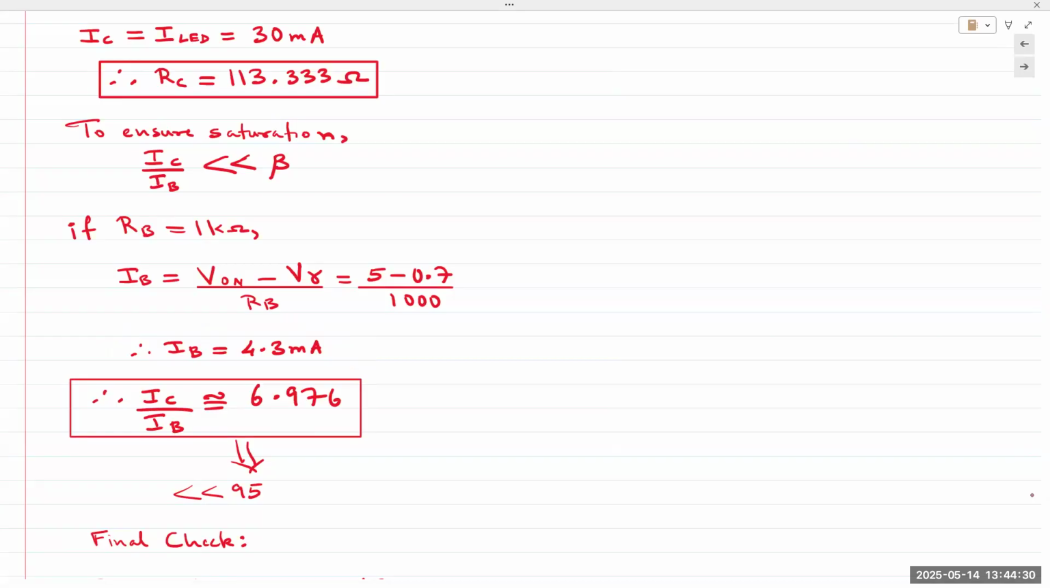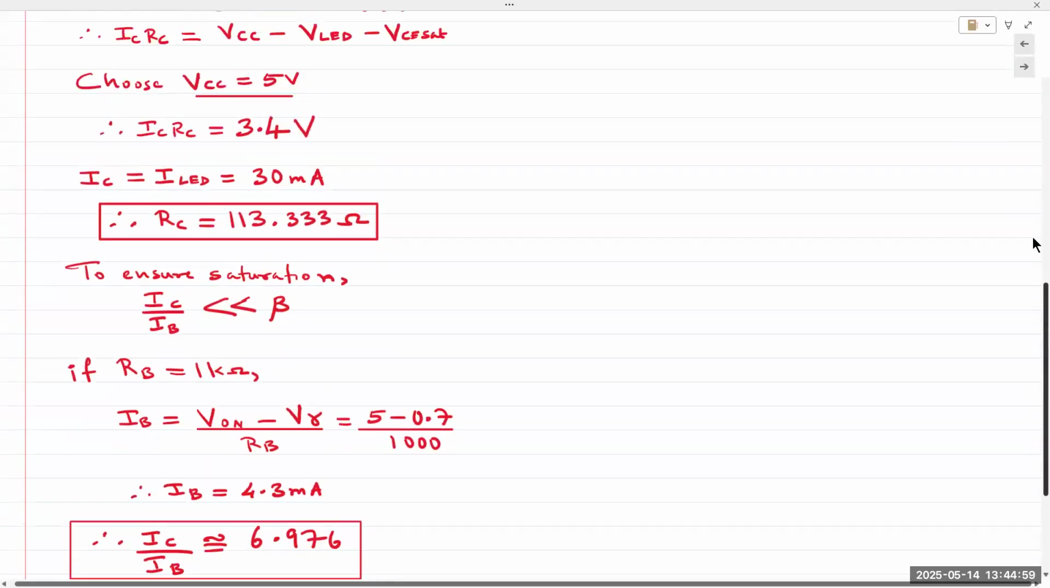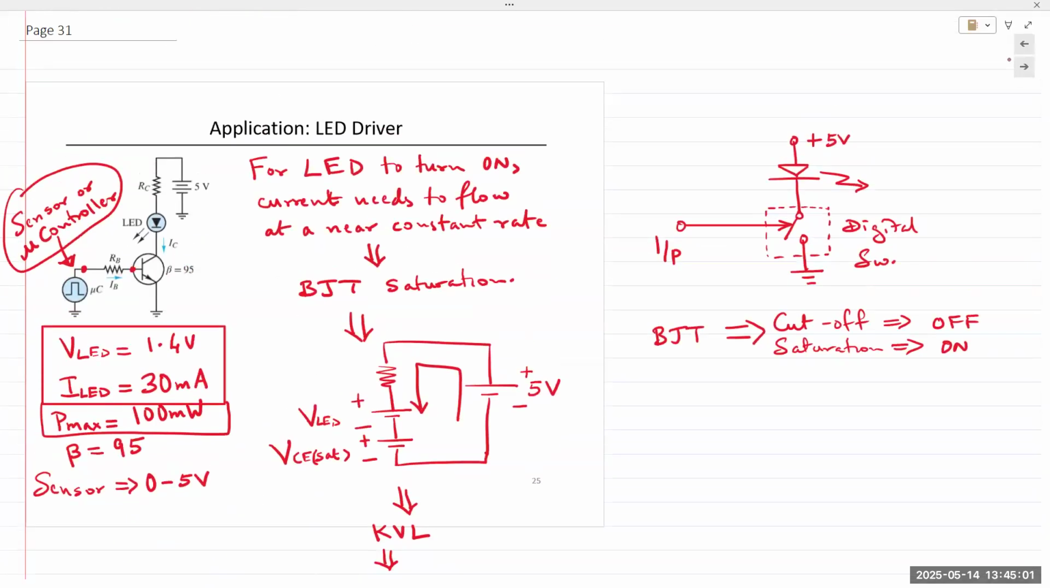Okay, so this value of RB, which is 1 kilo ohm, will always keep IB large enough to drive the transistor into saturation. And we want the transistor to remain in saturation, not to come out and go into the active region. Once it goes into saturation, it behaves like a constant current source. It allows a pathway for the LED current to flow through. So it turns on and it flows through.